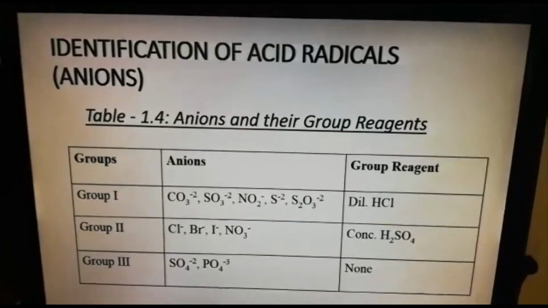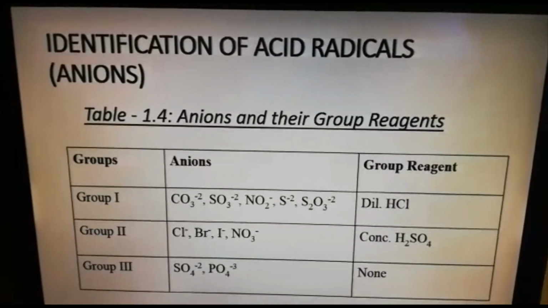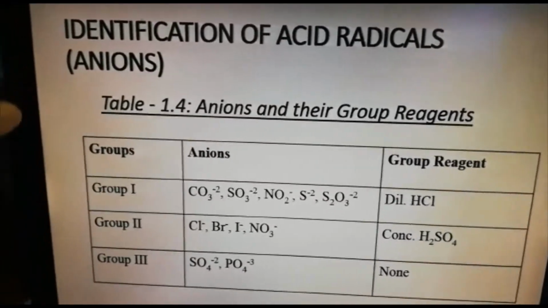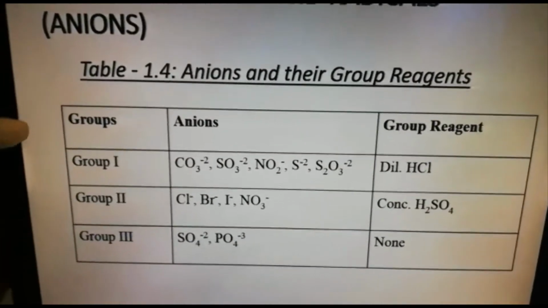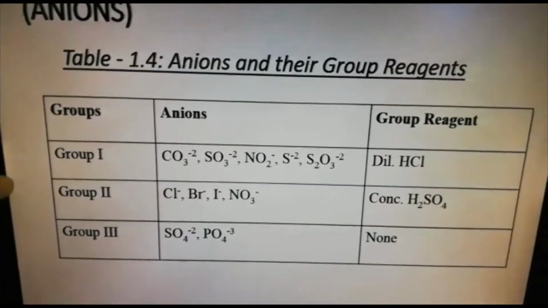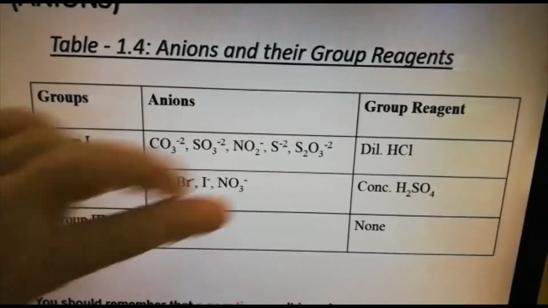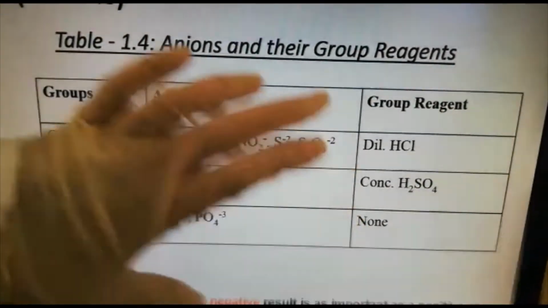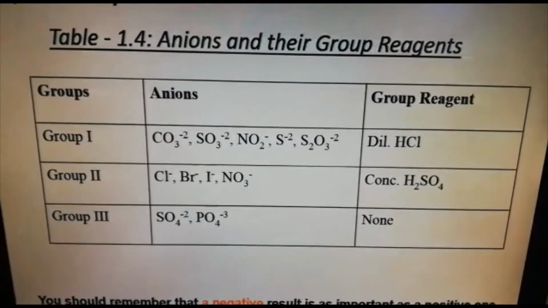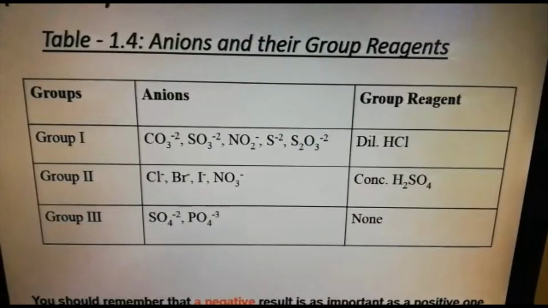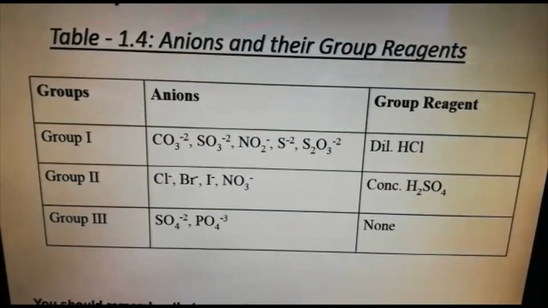Second step of the salt analysis, that is the identification of acid radicals or anions. Now these anions, which you can see all over here, are divided into three groups: group 1, group 2, and group 3. And every group has got a group reagent. This table which you see is totally different from the periodic table, so don't get confused. This is based on their solubilities and reactions they have been classified as.